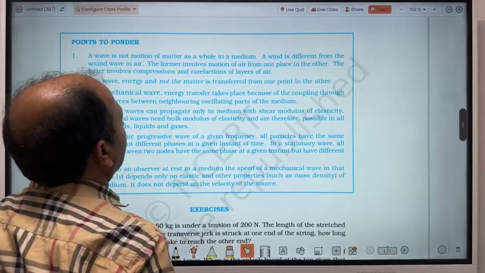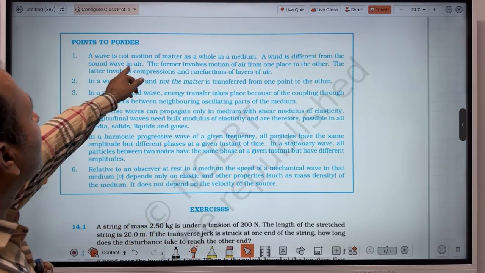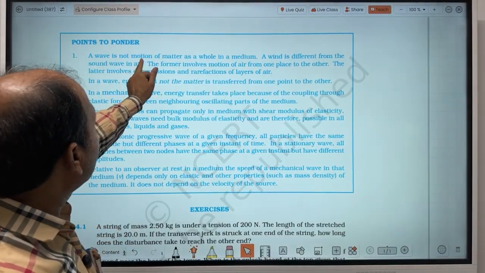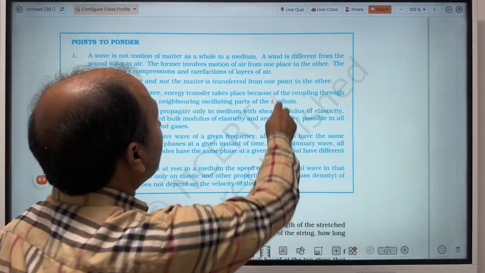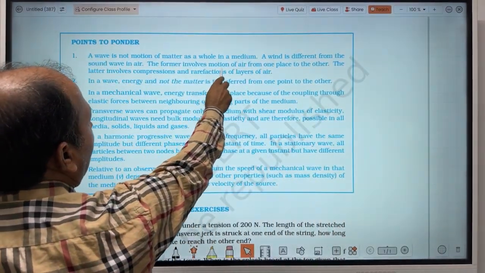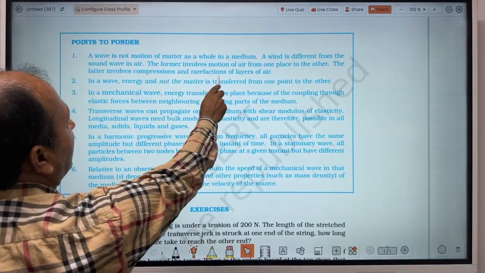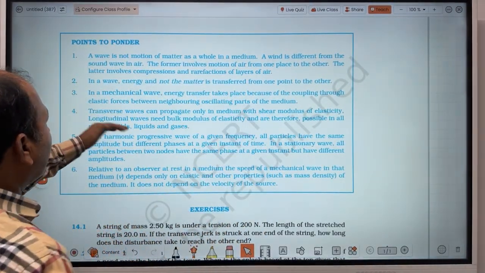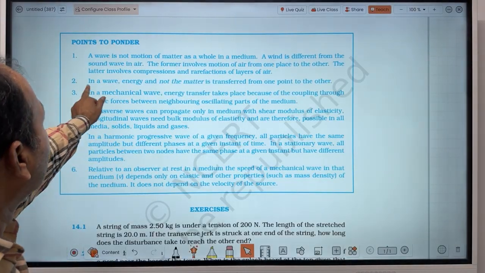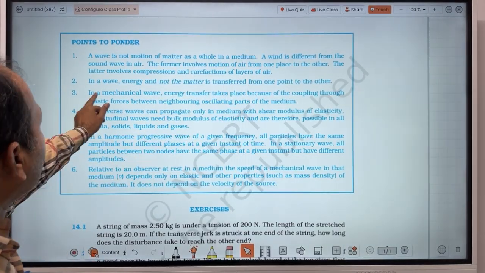There are certain points that we can consider. Let's read them, and after that the revision will be over, and then we will start numericals. A wave is not motion of matter as a whole in a medium. A wind is different from the sound waves in air. The former involves motion of air from one place to another. The latter involves compressions and rarefactions of the layers of air. In a wave, energy and not the matter is transferred from one point to another. Keep in mind, in a wave, energy and not the matter is transferred from one point to another.